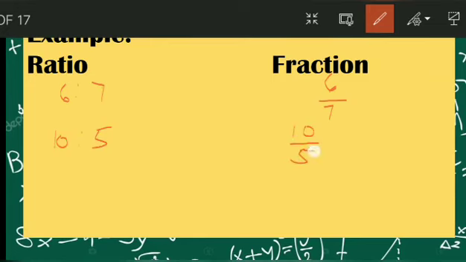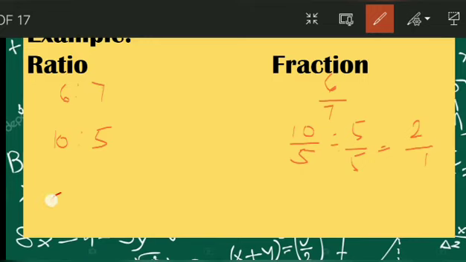Anong mapapansin nyo? Wala siya sa lowest term. So, we will divide them by 5 para makuha natin yung lowest term ng fraction. So, 10 divided by 5 is equal to 2. 5 divided by 5 is equal to 1. So, ang fraction form niya is 2 over 1.